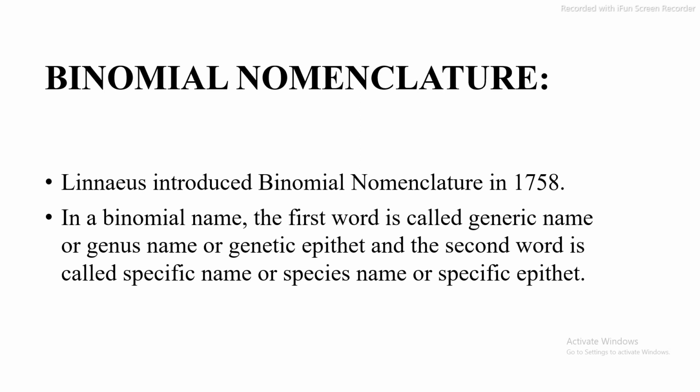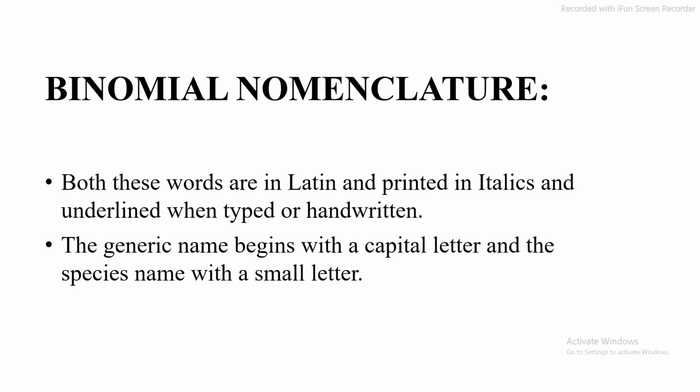Binomial nomenclature is my next topic. Linnaeus introduced binomial nomenclature in 1758. In a binomial name, the first word is called the generic name or genus name, and the second word is called the specific name or species name or specific epithet. Both of these words are in Latin and are printed in italics and underlined when typed or handwritten. The generic name begins with a capital letter and the species name with a small letter.